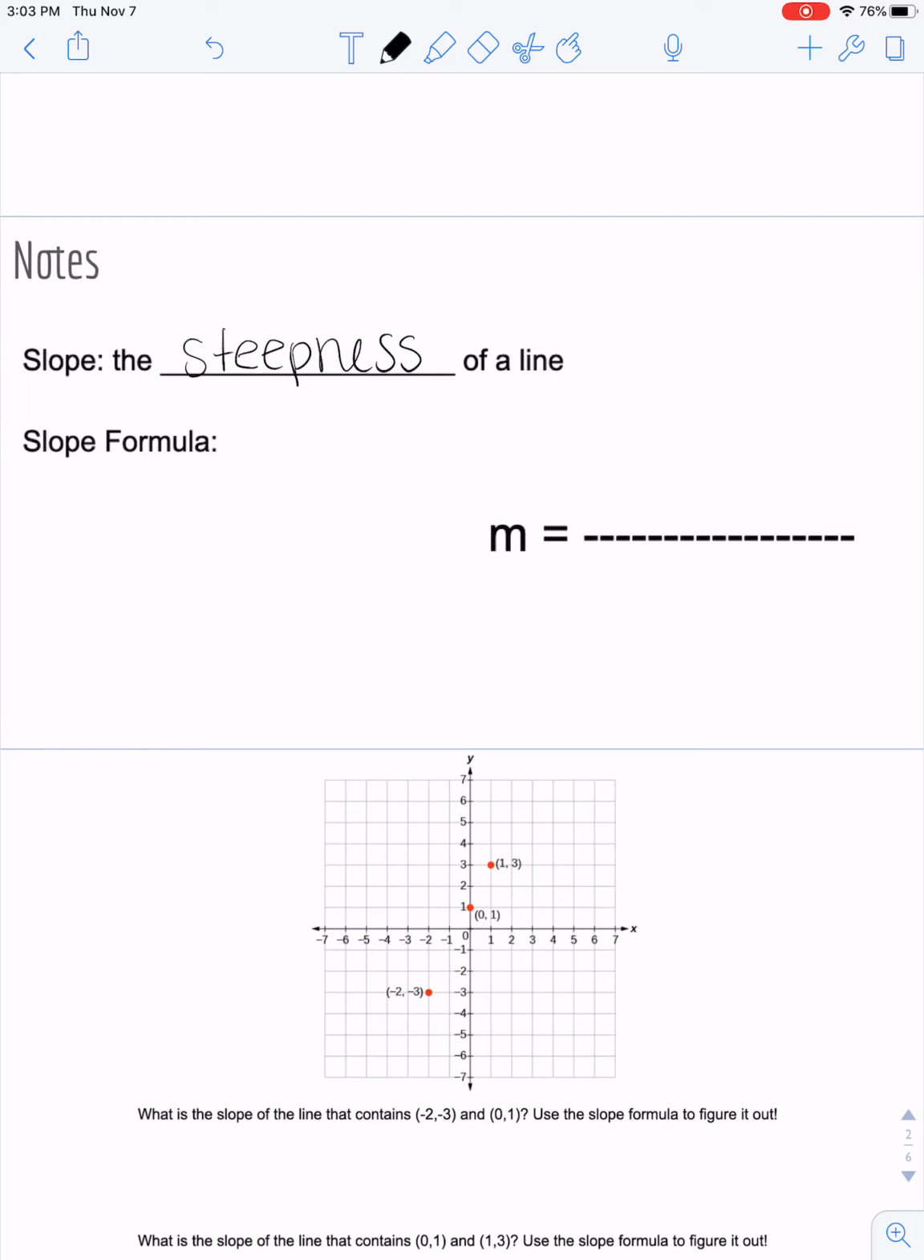This formula can be found in your STAAR reference sheet, and it is m equals y sub 2 minus y sub 1 all over x sub 2 minus x sub 1. The fraction line means division, but we can also put this into our Casio calculators by using the fraction symbol.